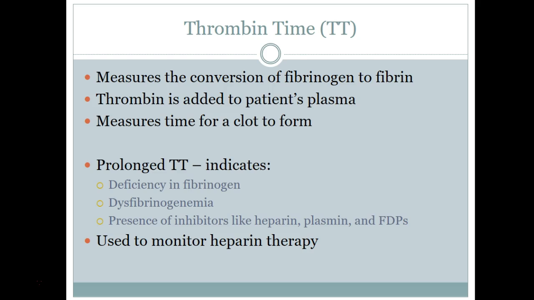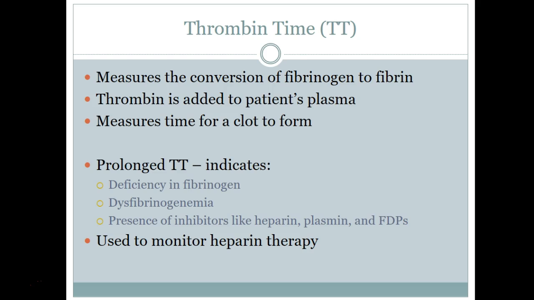So it's either they don't have enough factor 1, they are deficient in fibrinogen, or they have dysfibrinogenemia, which essentially means they have the fibrinogen, but it's not behaving the way it should. It's dysfunctional. I always think of the dys for dysfunctional. It's just not acting like it should, so it's not going to form that clot like it was supposed to.